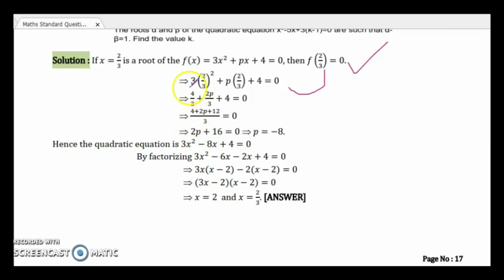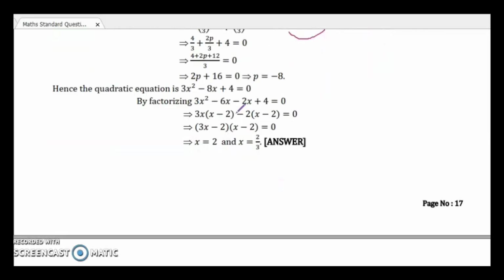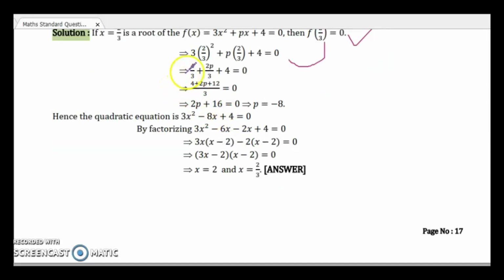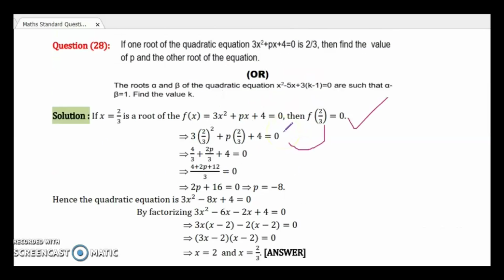Okay, therefore 3 into 4 by 9. Therefore, if you cancel this, I am getting 4 by 3. This is going to be 2p by 3 and this is going to be 4. Now take the common denominator, that is 4 plus 2p plus 12 equal to 0. That means from this we are getting p equal to minus 8. Now, therefore we obtain the value of p, and what is our next duty?